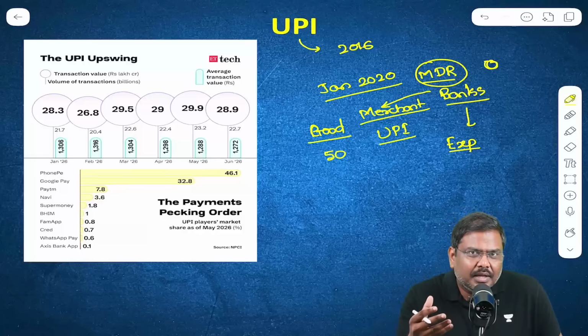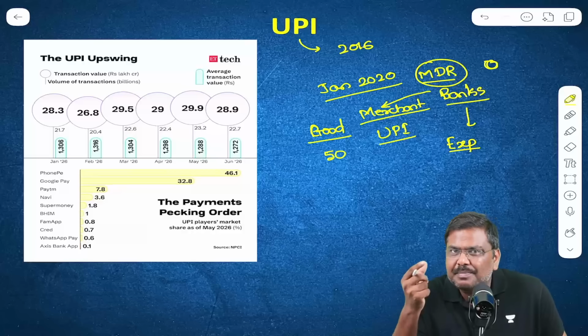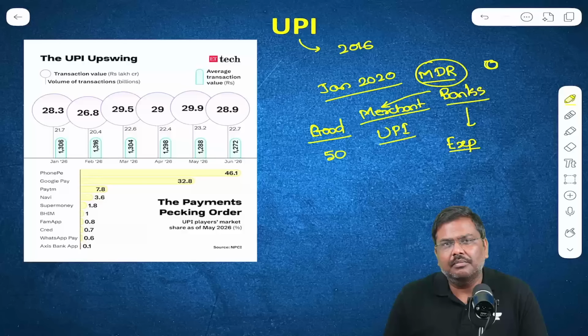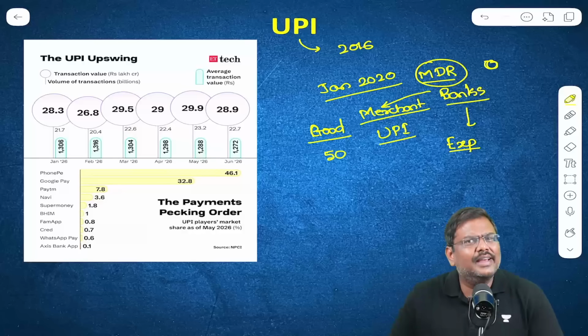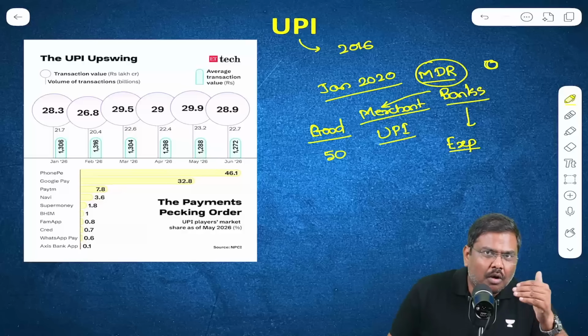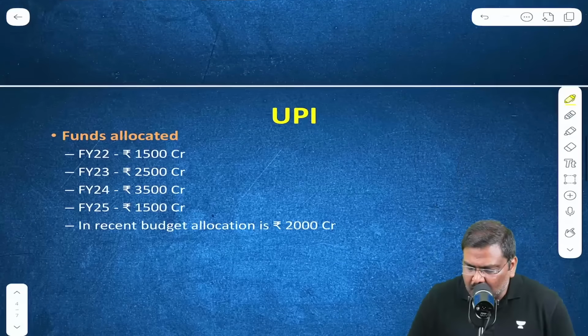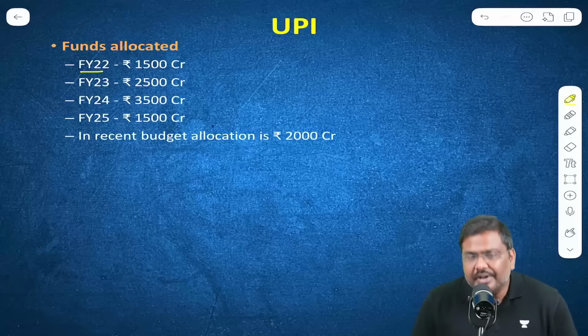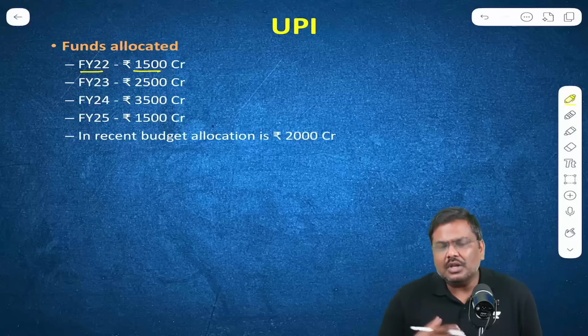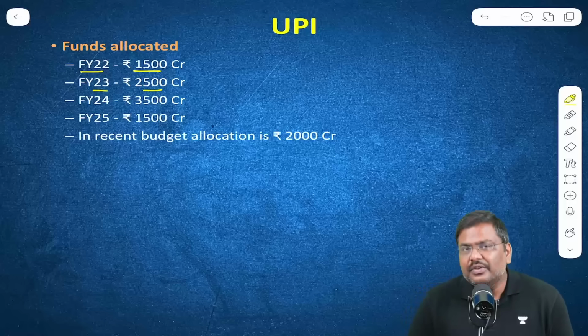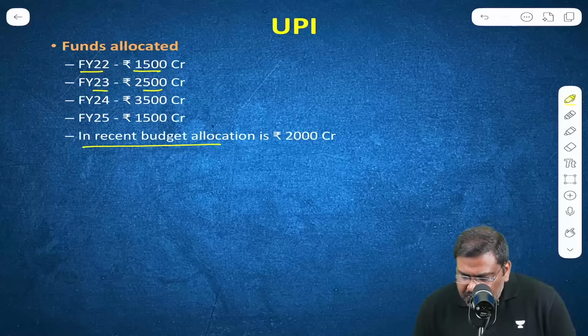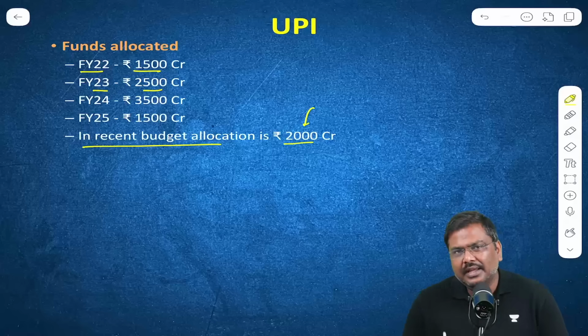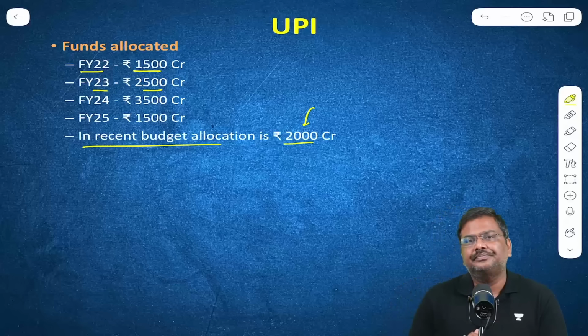But the problem here is the banks are incurring expenses, and over a period of time, these expenses have only increased. So in order to compensate the banks, the government would allocate certain funds in the budget. In the financial year 22, 1500 crore rupees was allocated, in 23, 2500 crore, and in the recent budget, the allocation done by the government is 2000 crore rupees.